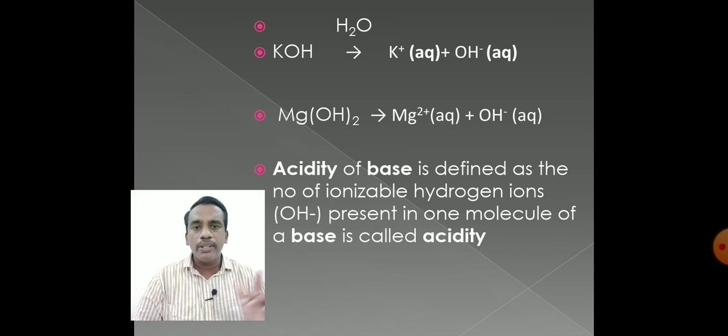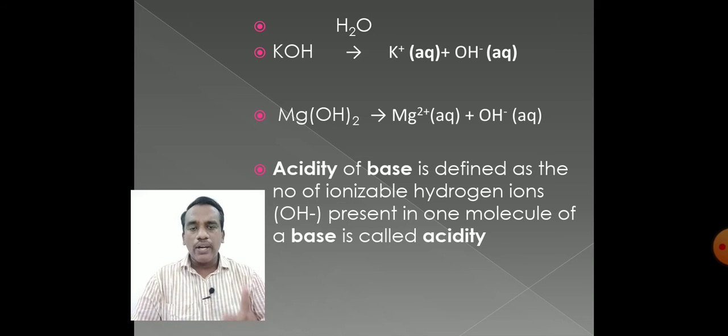How many hydroxide ions will be generated here? 2 hydroxide ions will be generated. Previously, when we were learning about acids, we discussed that the number of H plus ions given by an acid describes its basicity. Now the number of OH minus ions given by a base explains the acidity of a base. So what is meant by the acidity of a base?